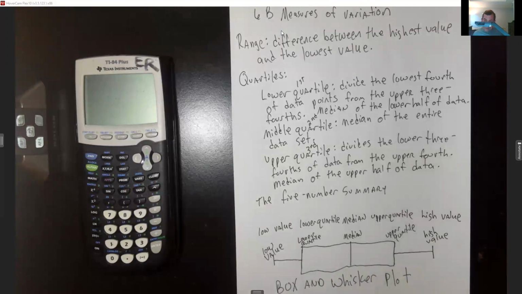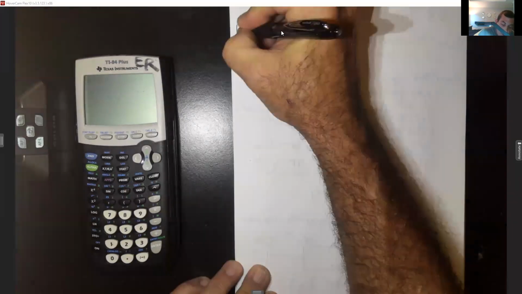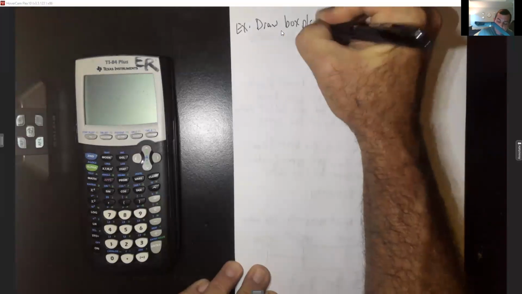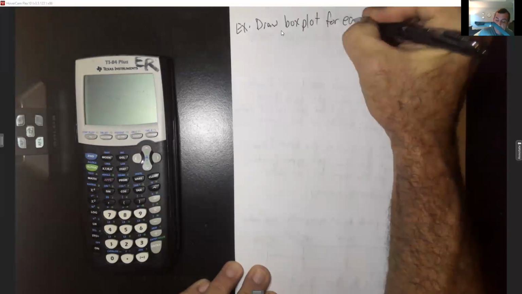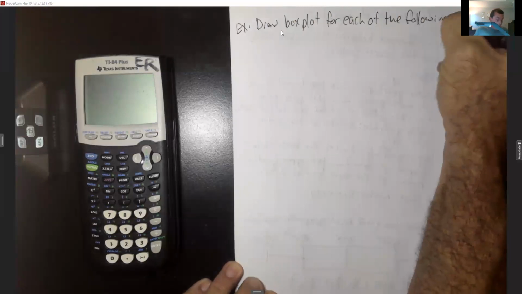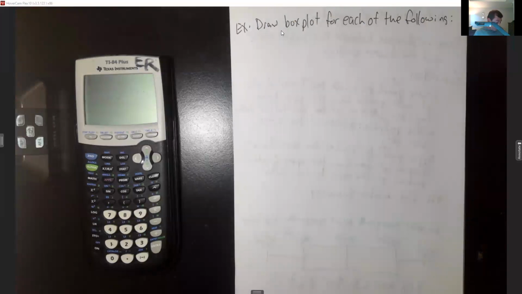Okay, so this next little example I'm going to show you is going to compare two banks in their waiting times, and we're going to make a box and whisker plot off of this data. So here we go. We're going to draw, and we'll just call it a box plot, for each of the following. They're giving me two banks and the times that people have to wait in line. So I got a big bank.